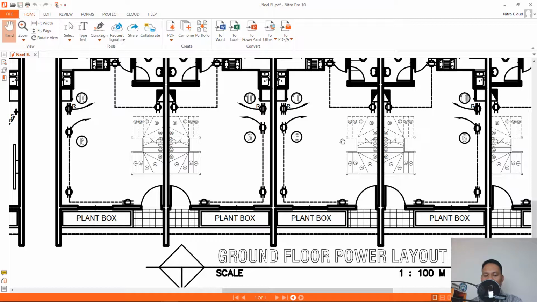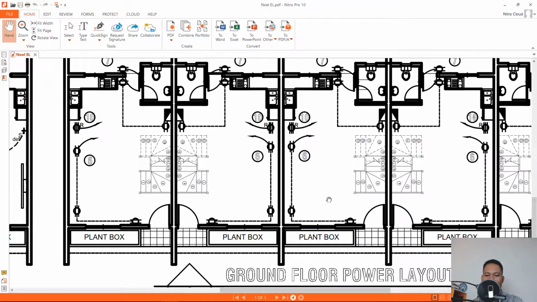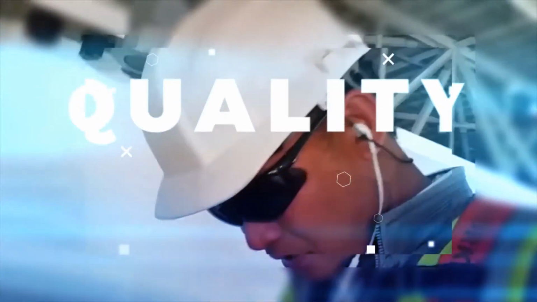Okay, so on this episode, we will be discussing the ground floor power layout. This is the continuation of our topic from the previous tutorial that we discussed. That is part one, and today is part two. It's about the ground floor power layout. All right, so more on that after the intro.